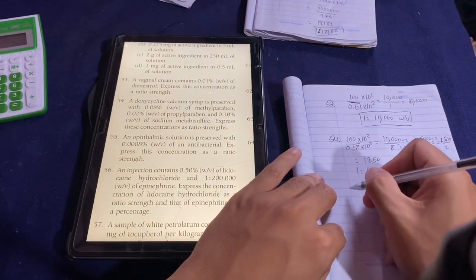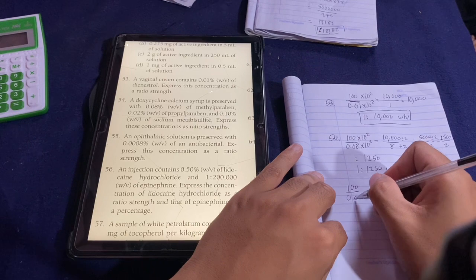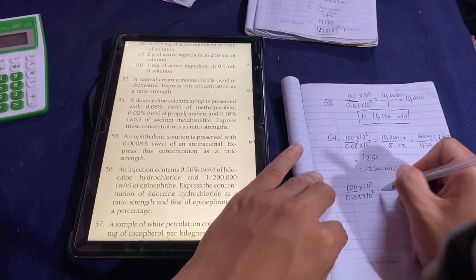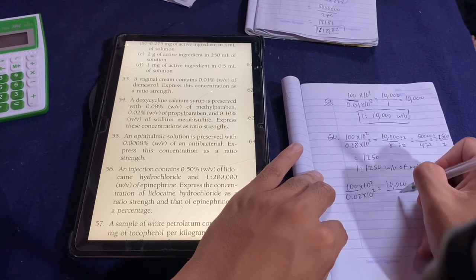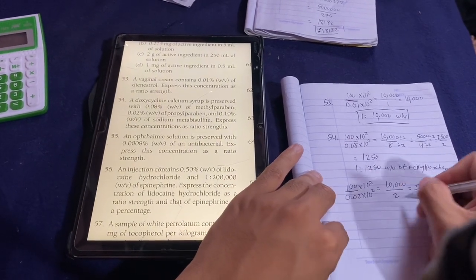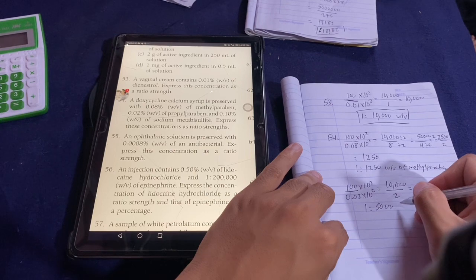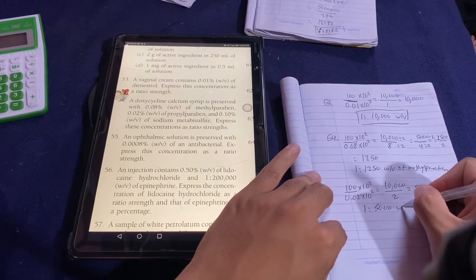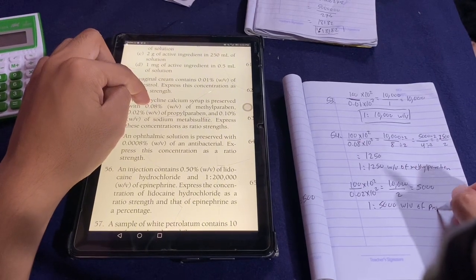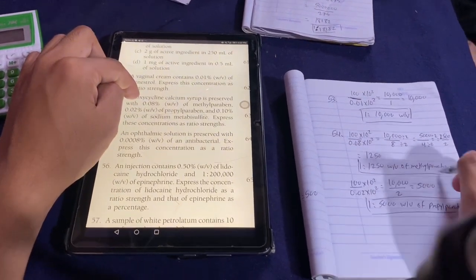It says 0.02. So I say 100 over 0.02. In order to move the decimal here, I count how many digits, 1, 2. So times 10 to the power of 2. So I get 10,000 over 2. So 10,000 divided by 2 is equal to 5,000. So my ratio strength is 1 to 5,000 weight over volume of propyl paraben. So that's the first answer.